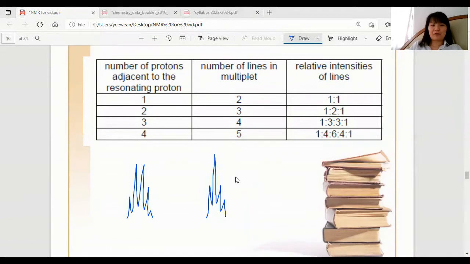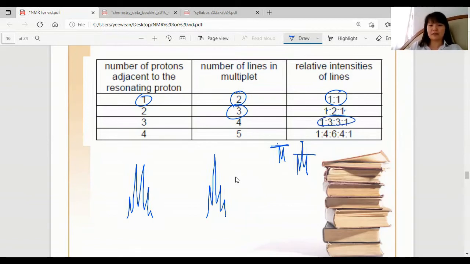So if you have 1 neighbor, that's only 2 patterns, so you'll get a duplet. It will be 1:1, so they are the same height. But if you get 3 patterns, like just now, a triplet, there will be 1 that's extra high. It's 1:2:1. You'll see the peak is something like that.